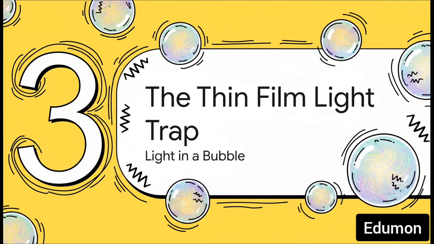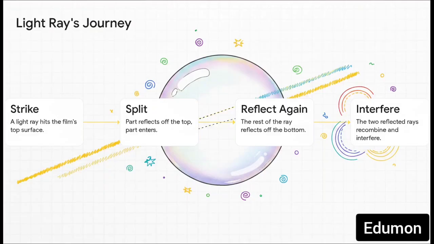So let's bring it back to our soap bubble. How does all this apply? Well, the wall of the bubble is what we call a thin film. It is so incredibly thin that it basically acts like a perfect little trap for light waves, forcing them to interfere with each other.